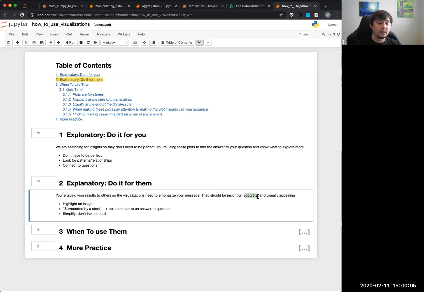So this is where it's perfectly fine to leave parts out or emphasize parts, like, okay, this is what I really want you to care about. So again, those are things to highlight that insight. You're basically telling a story here. You're trying to say why you're showing this visualization to someone. And then simplify. You don't have to include it all. You can simplify it down to make it a little bit digestible.